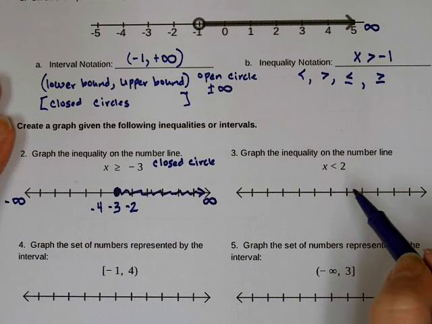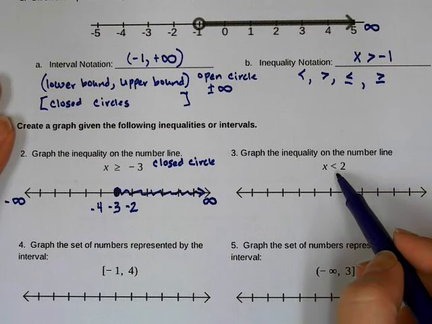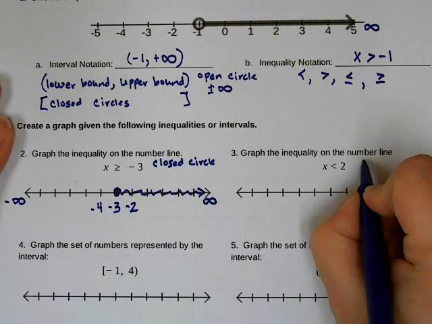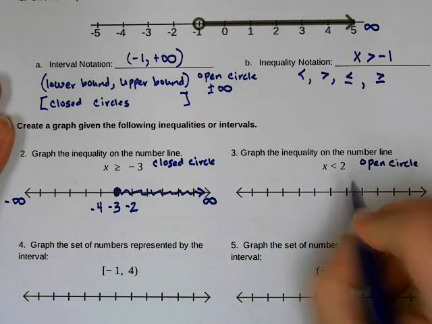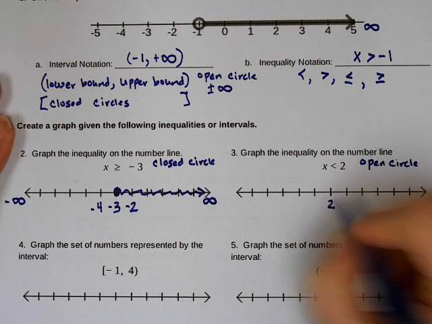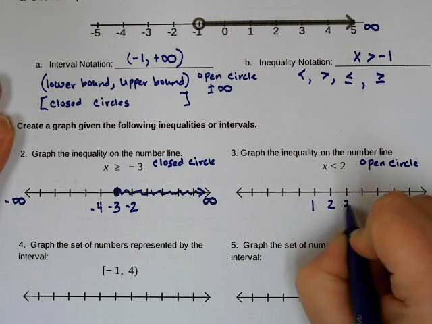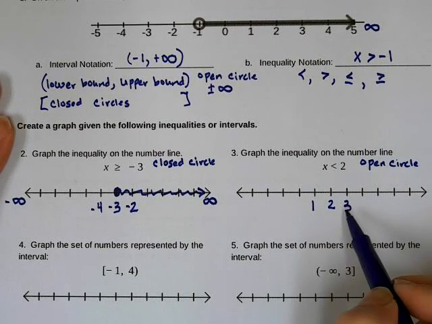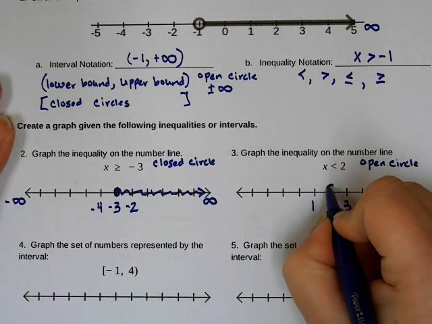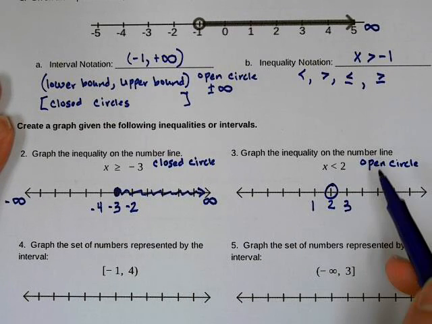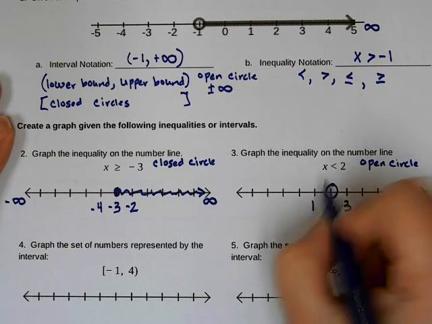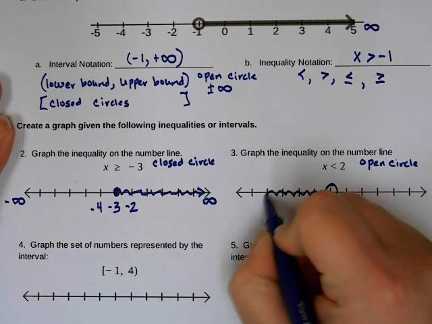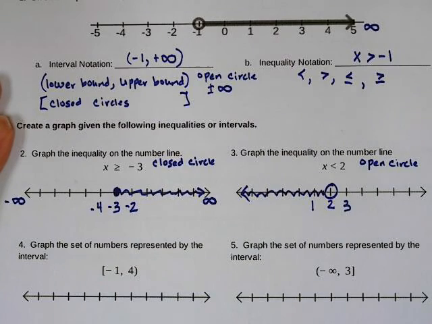All right, for number 3, this says x is less than 2. Since it can't be equal to 2, we know that this one is going to be an open circle. So we're going to put 2 right in the middle. We need one number to the left and one number to the right. So we can see they go right in order, 1, 2, 3. We're going to have an open circle at 2. And since this says x is less than 2, we want numbers that are smaller than 2, so we are going to shade towards negative infinity and put an arrow.